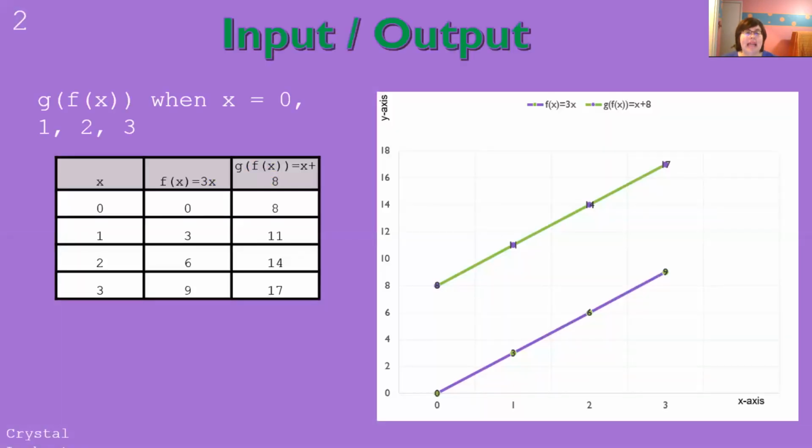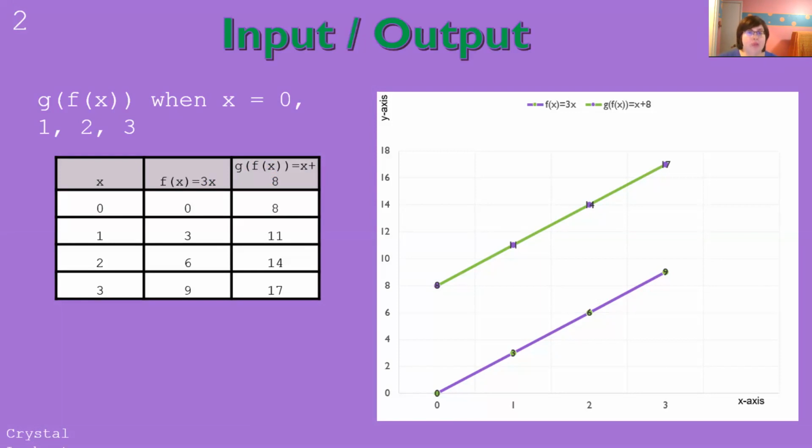Okay, next we have 2 machines. We're going to think of this like 2 machines going on, and one machine is dependent on the other machine. So in this, we're going to start with our table, and we're given a problem, and it says g of f of x when x is equal to 0, 1, 2, or 3.